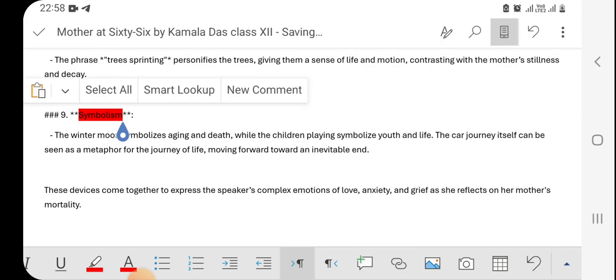These devices come together to express the speaker's complex emotions of love, anxiety, and grief as she reflects on her mother's mortality. So this is all from my side, your English guide.